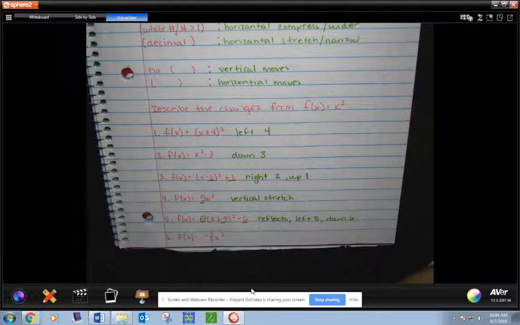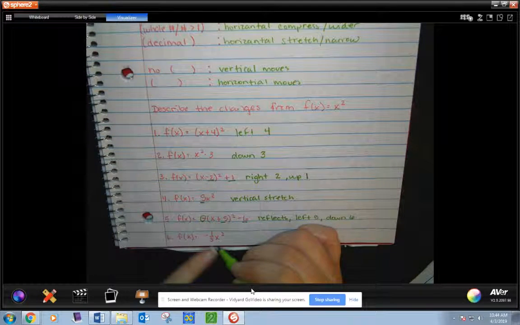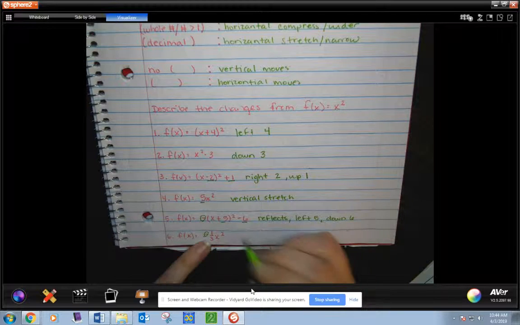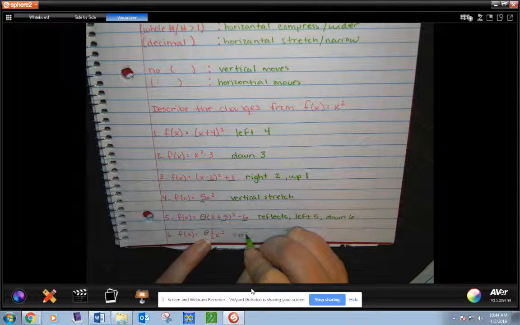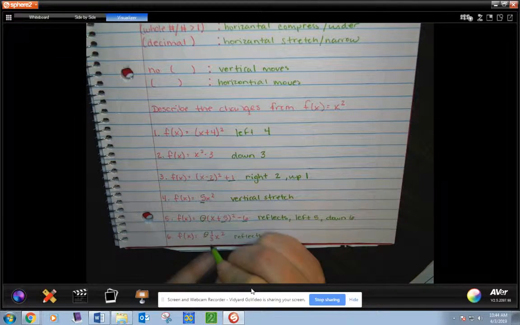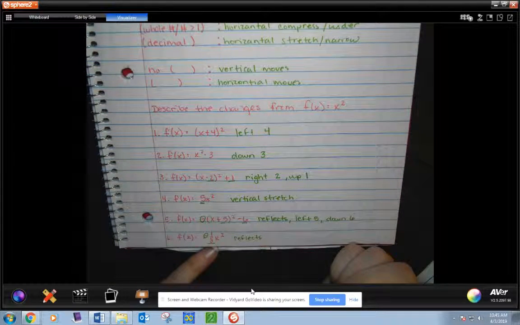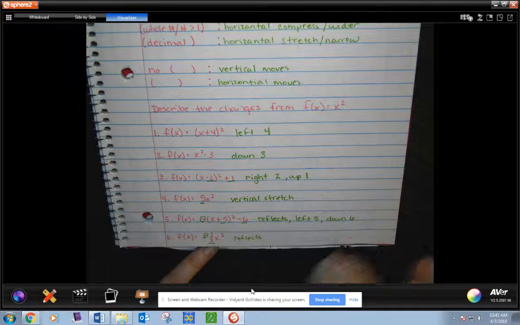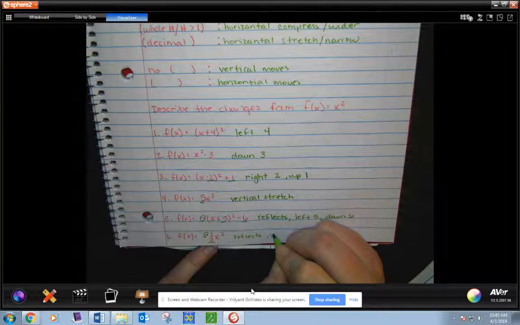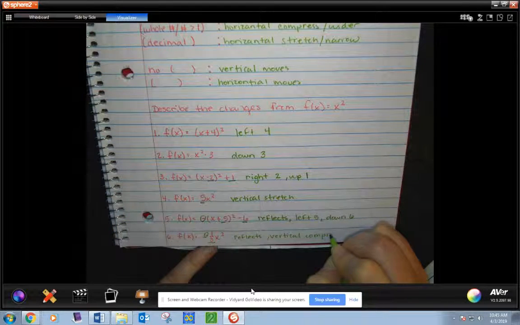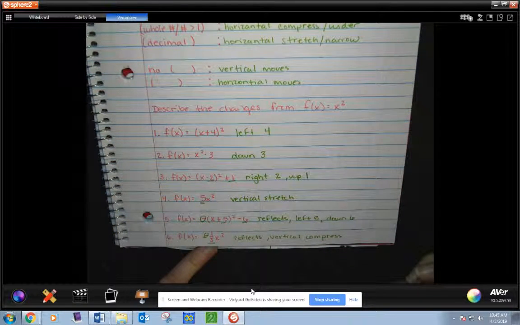Okay, my last example for you is f of x equals negative 1/3 x squared. So the first thing I'm going to look at is this negative sign. If there's a negative, that tells you it reflects. Then I have this decimal. A decimal and a fraction are the same thing, so this is 1/3. A decimal is a vertical compress. Or if you want to put the word wider, you can put wider.